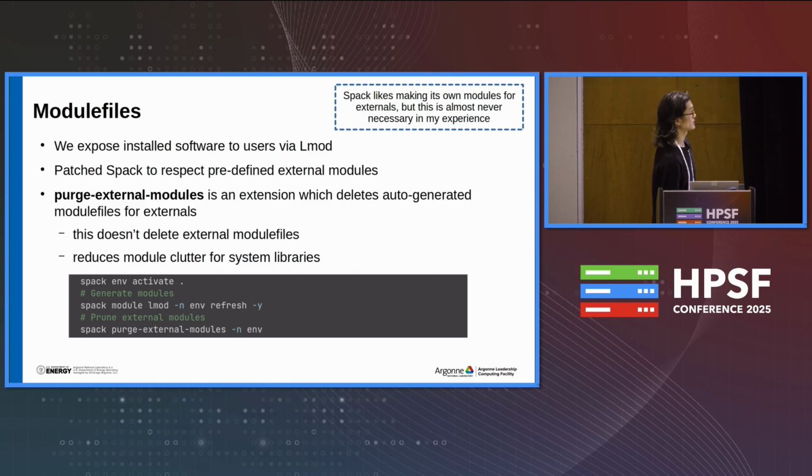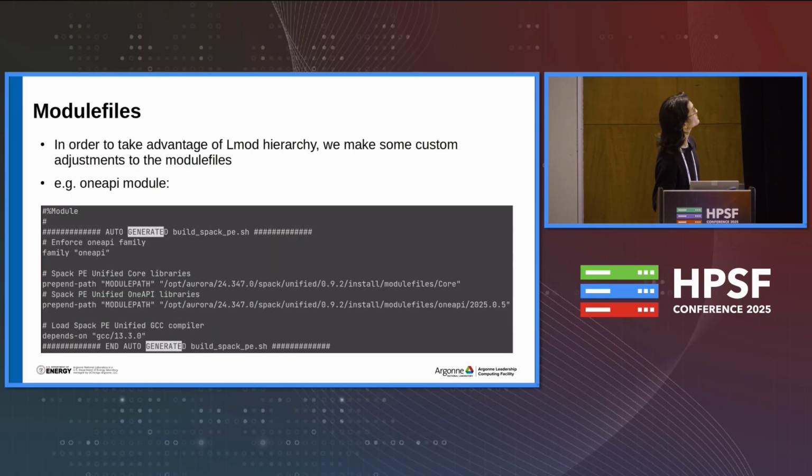And then I wrote this extension called purge external module files, which deletes the extraneous module files that get generated for mostly just system externals, stuff in /usr. Those don't need module files. So it just reduces the clutter for our users. And it's a really simple extension.